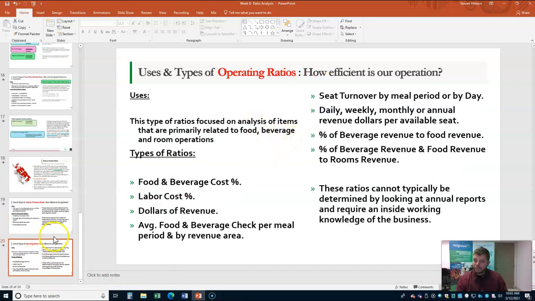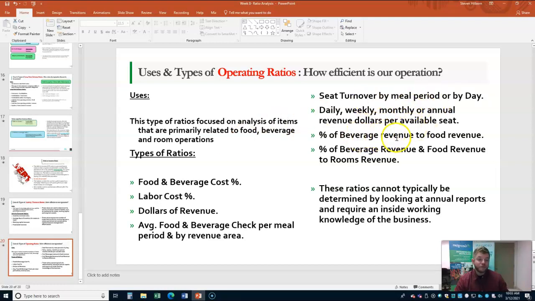And then another one is operating ratios. These are things that we have already dealt with quite a bit. This is your food and beverage cost percentage. This is your labor cost percentage, dollars of revenue. This is your average checks or your beverage checks. So every time someone comes into my restaurant, I know on average they spend $43. Seat turnover.